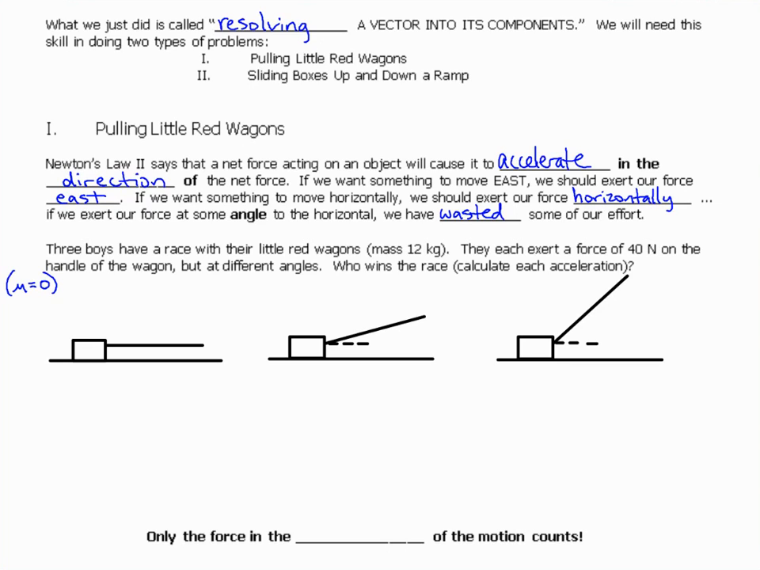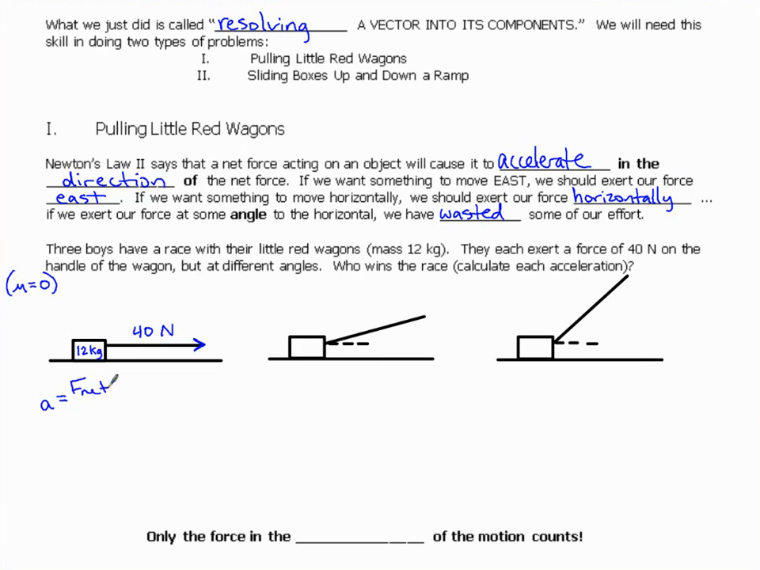So we have a picture for each scenario. So we'll look at the one on the left. We have a wagon that is mass 12 kilograms, and the boy is exerting a force of 40 newtons, and this one is to the horizontal. So the acceleration that we're looking for is in the horizontal. This entire force is horizontal.